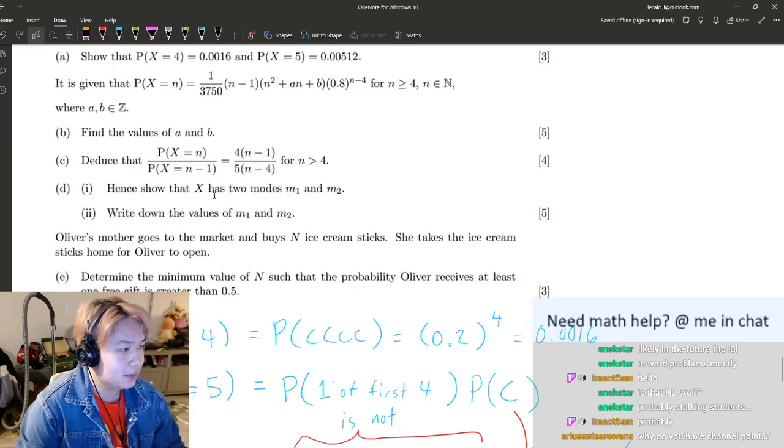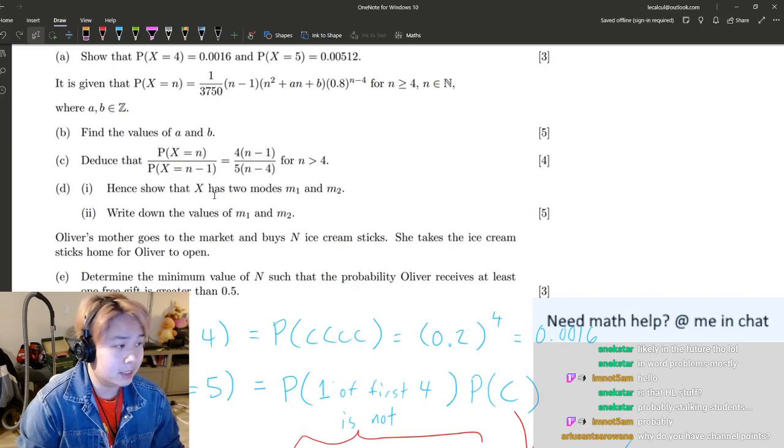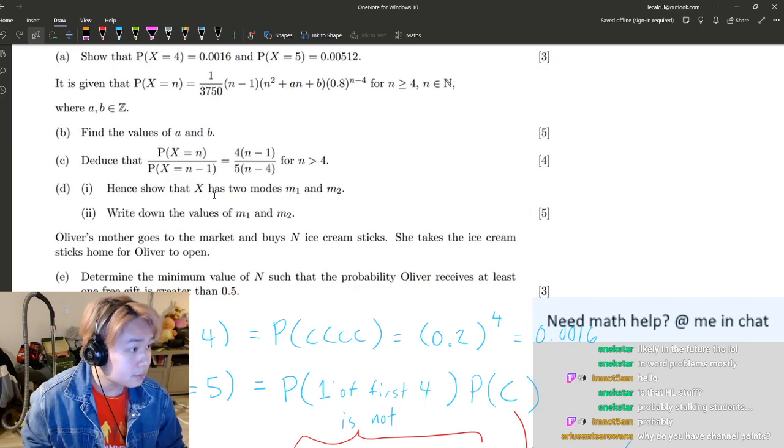Why do I have channel points? Why not? Someone told me to activate them. And then they also said that I don't have anything to use them on, so I need to look into that.